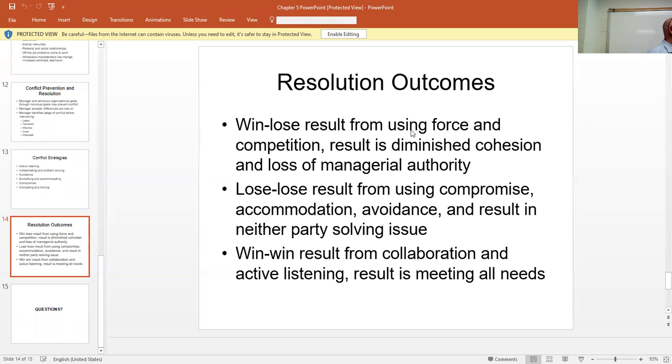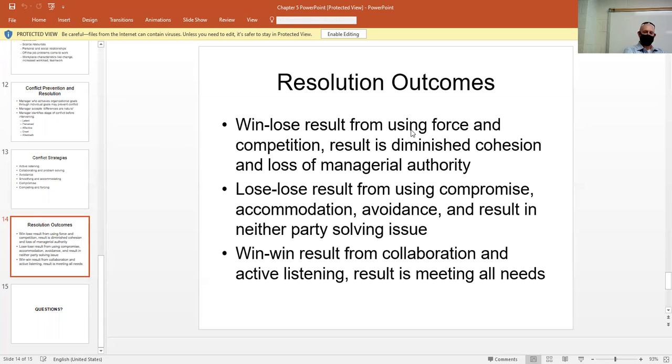Remember our last class, we talked about how you wanted to strive to make your group into actually like a team. So when you use force, when you have people competing against each other to try to be, I'm going to be the best one or something like that to fix a conflict situation, you're going to have diminished cohesion. And that's going to result in a loss of managerial authority when you have that going on. Not good for anybody.